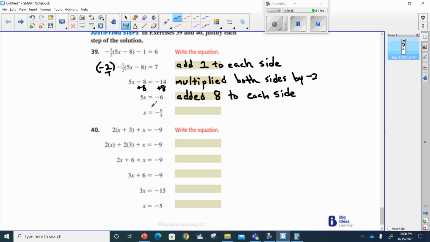And lastly, over here, to get rid of 5x, they would have had to divide it by 5, right? Which would explain why -6 is being divided by 5. So they divided both sides by 5. And that's it. That's how they got their answer.